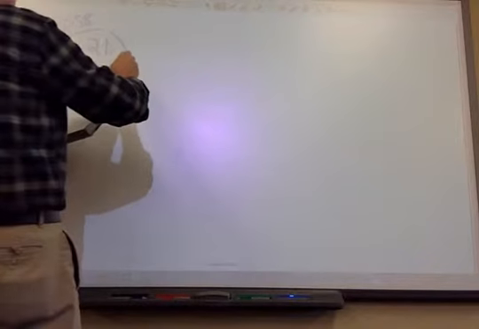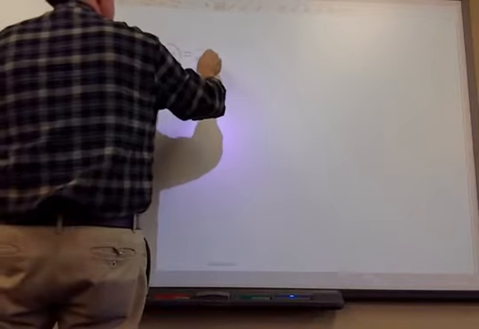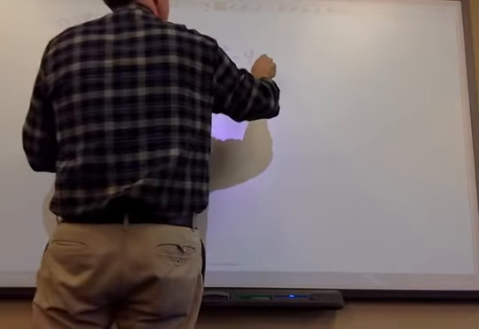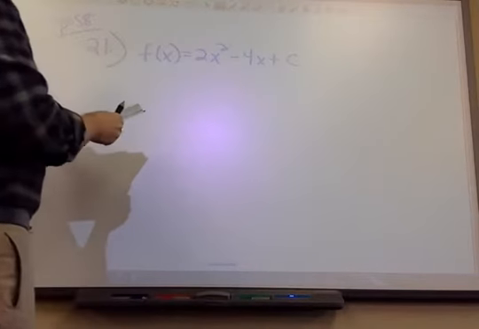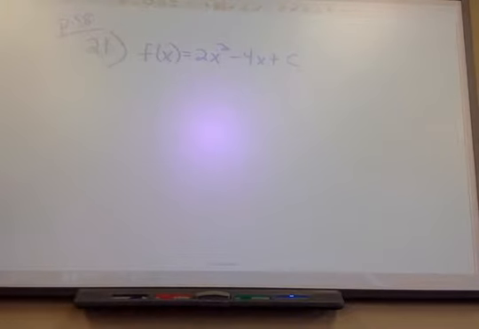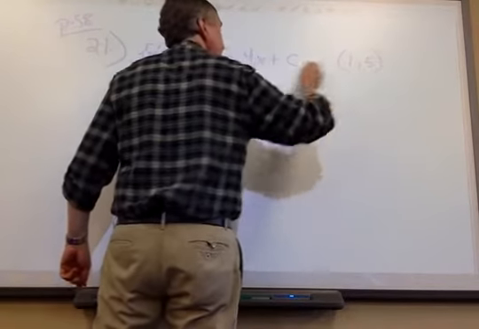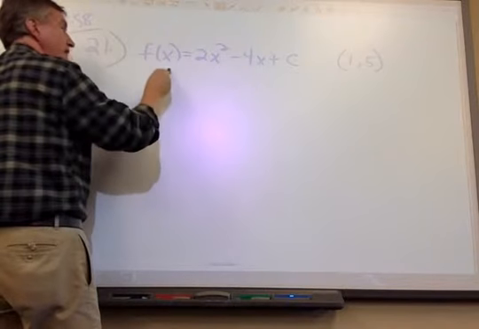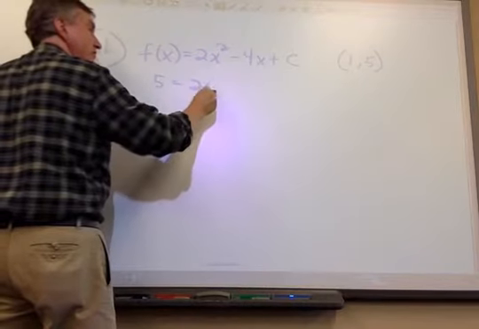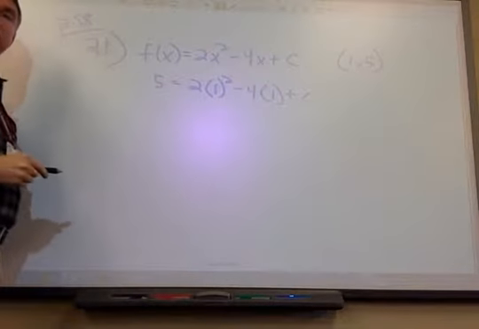Okay, so they give me f of x is 2x squared minus 4x plus c. And they say the point is (1, 5). So if (1, 5) satisfies it, that means that the y would be 5, so f of x would be 5, and then I could plug 1 everywhere there's an x. And then I could solve for c.